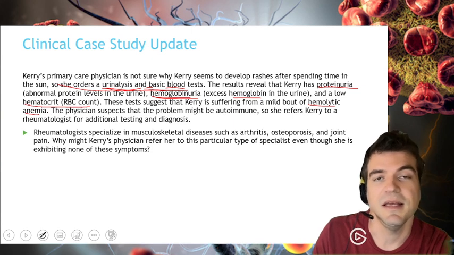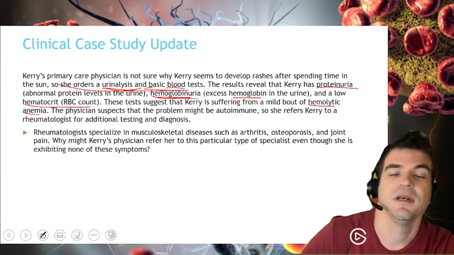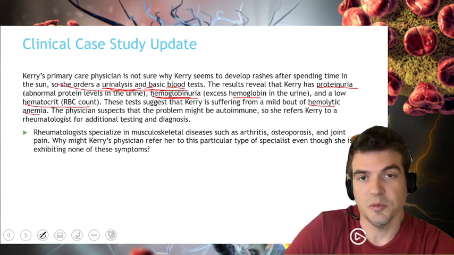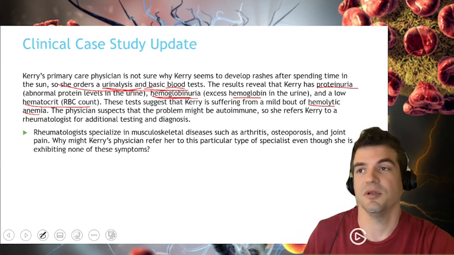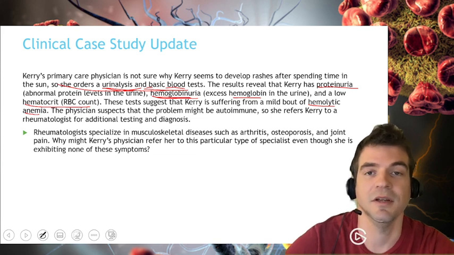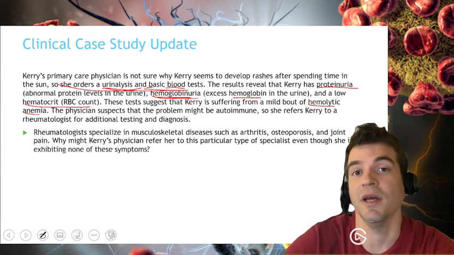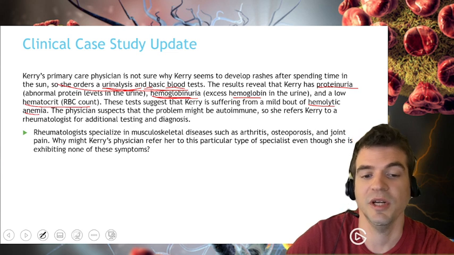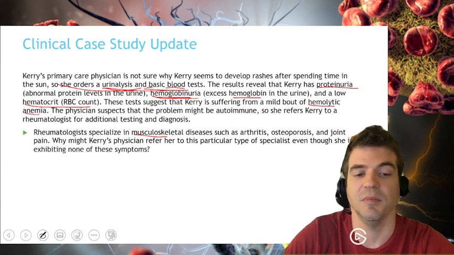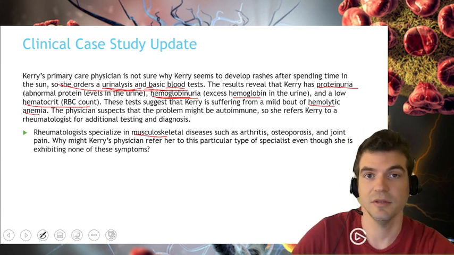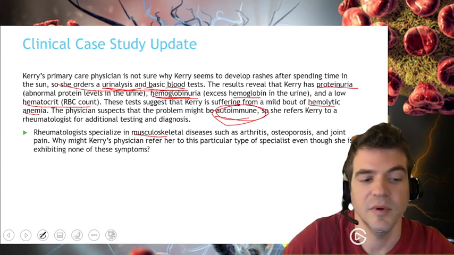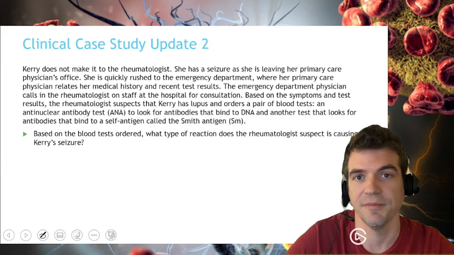Since the physician suspects that it's autoimmune, she's going to refer her to a rheumatologist. The question is, rheumatologists specialize in musculoskeletal diseases such as arthritis, osteoporosis, and joint pain, none of which Carrie is experiencing, so why is she sending her to the rheumatologist? Well, they do specialize in musculoskeletal diseases, but it's also because all of those are autoimmune, involving self-immunity being regulated. So that's why she's sending her there.